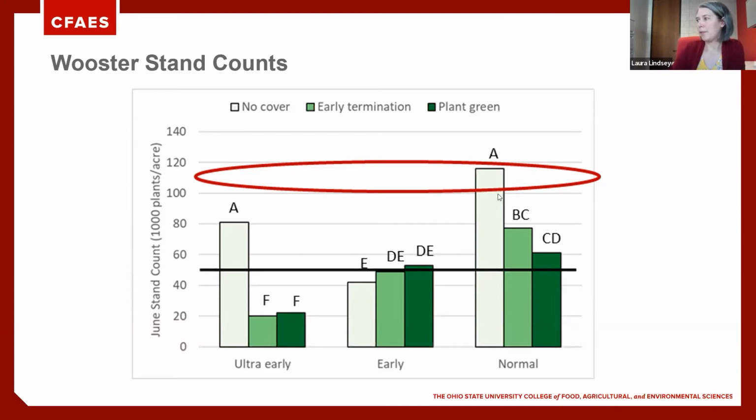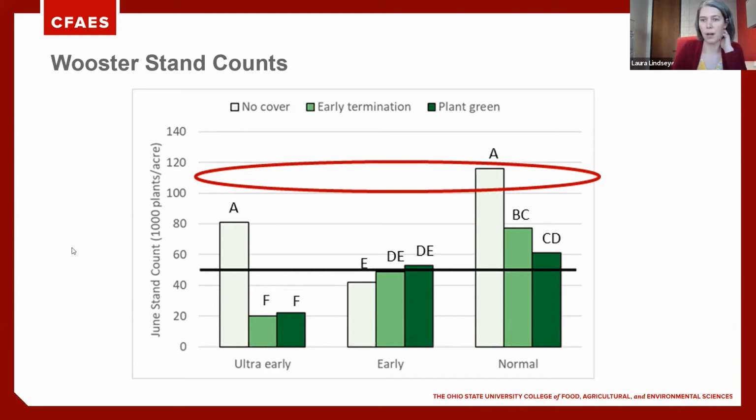Ideally, what we like to be for soybeans is in this red circle. So, you know, if we plant soybeans, we want to see a stand hopefully of 100 to 120,000 plants per acre. And then this black line is our replant threshold. So we don't recommend farmers replant their soybeans until they get to 50,000 plants per acre or less. And I guess it's important to mention our seeding rate here.